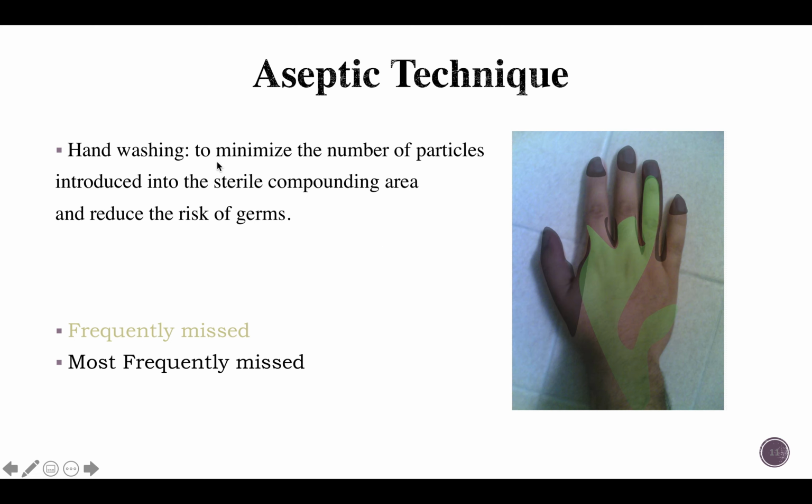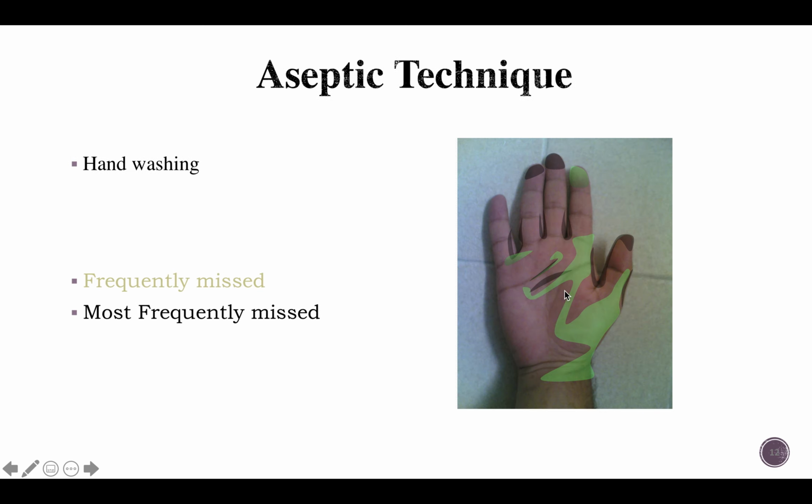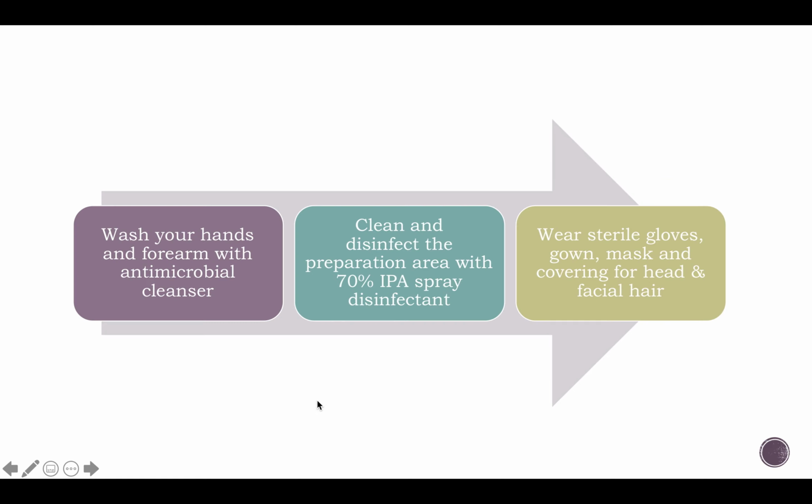Aseptic technique. In hand washing, to minimize the number of particles, we have to know the most frequently missed parts of the hand. As you see here, the green is pointing to the frequently missed parts of the hand, and these darker spots are pointing to the most frequently missed parts of the hand. Also in here, here's the frequently missed and here the most frequently missed.